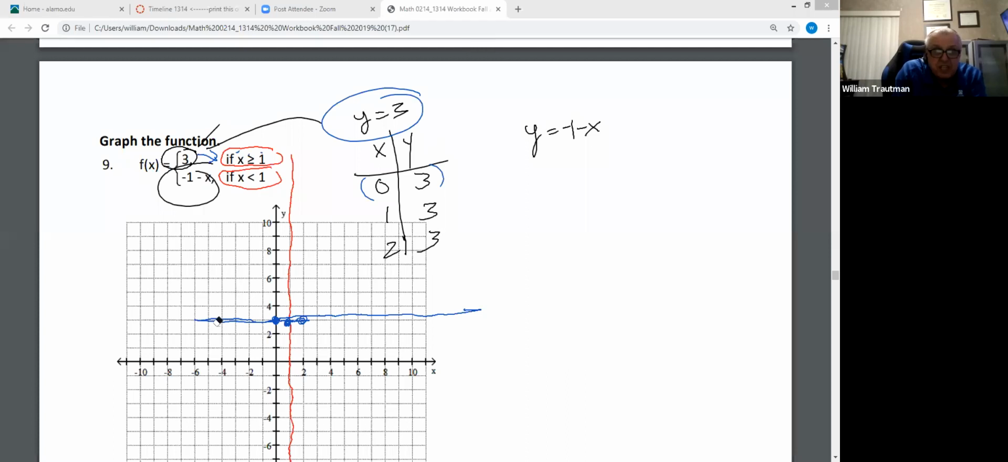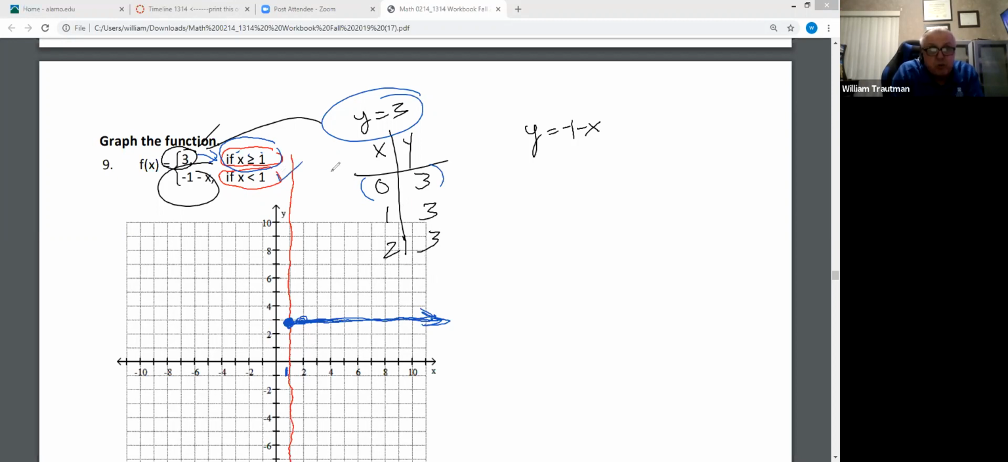However, this graph is only on the right side, where x is greater than or equal to 1. Do you see, on the right side of my 1? The left side is not in the domain because it says we're only doing y equals 3 when x is greater than or equal to 1. Here's the 1 value. So it's equal to 1 and greater. That's what the graph looks like.